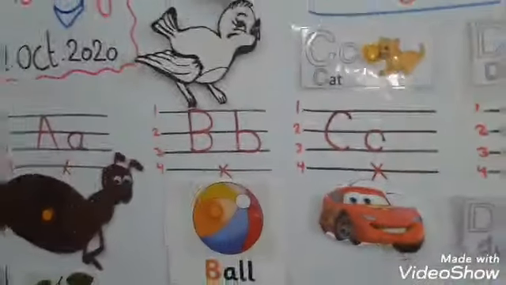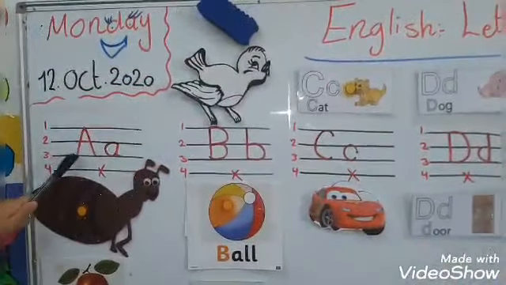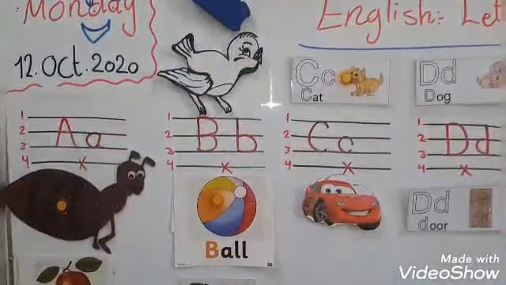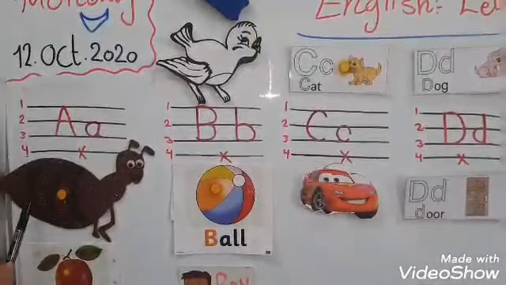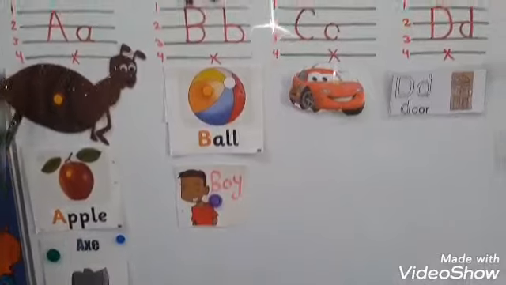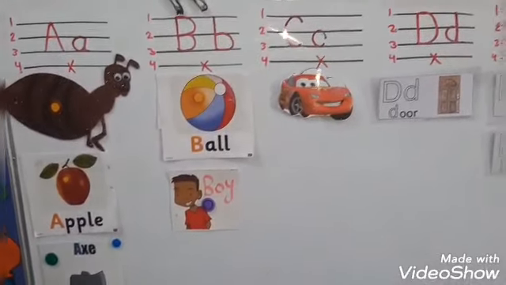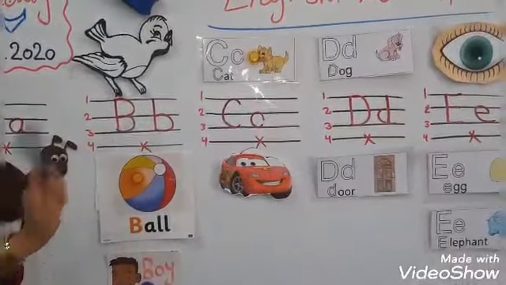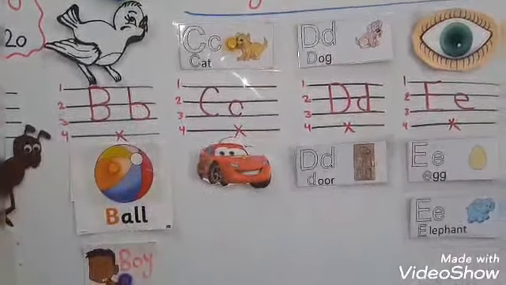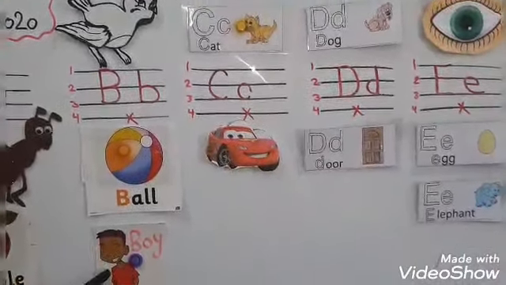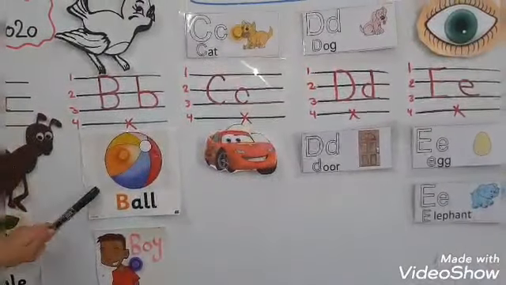Now, let's revise the letters. Capital A, small a. Aunt, apple, axe. Capital B, small b. Bear, ball, boy.